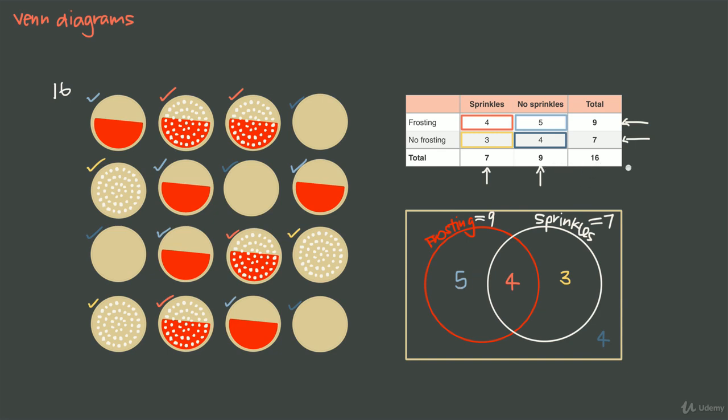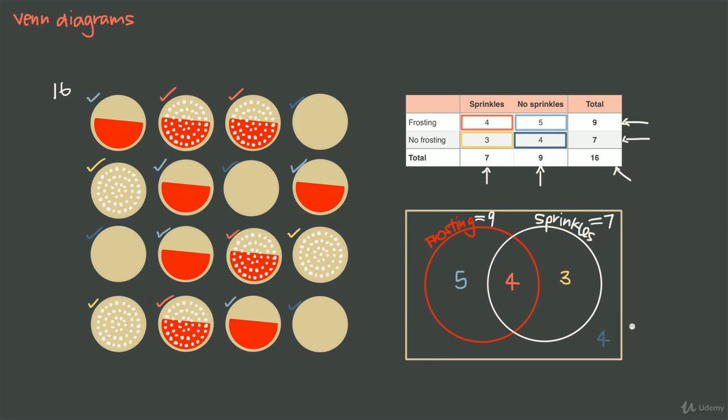And then I can even get my total number of cookies, 16 here, from my Venn diagram simply by adding up all of the numbers together. So I have 5, 4, 3, and 4. Those are all of the cookies in my Venn diagram. So 5 plus 4 is 9, plus 3 is 12, plus 4 is 16. So I can see the total number of cookies that I have.